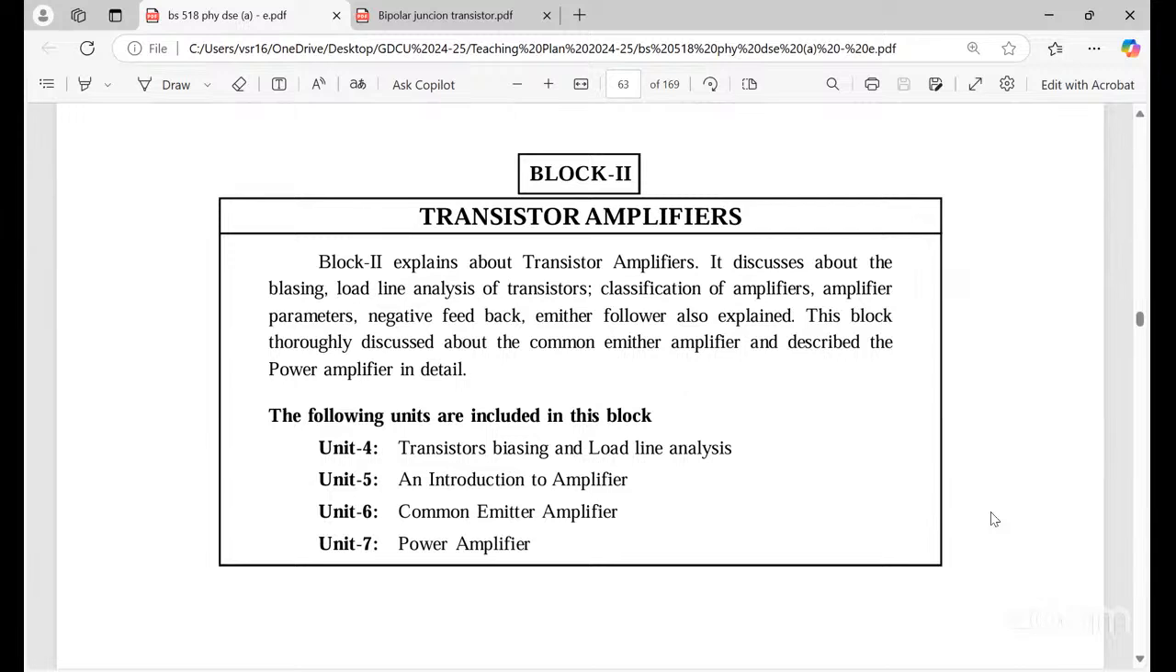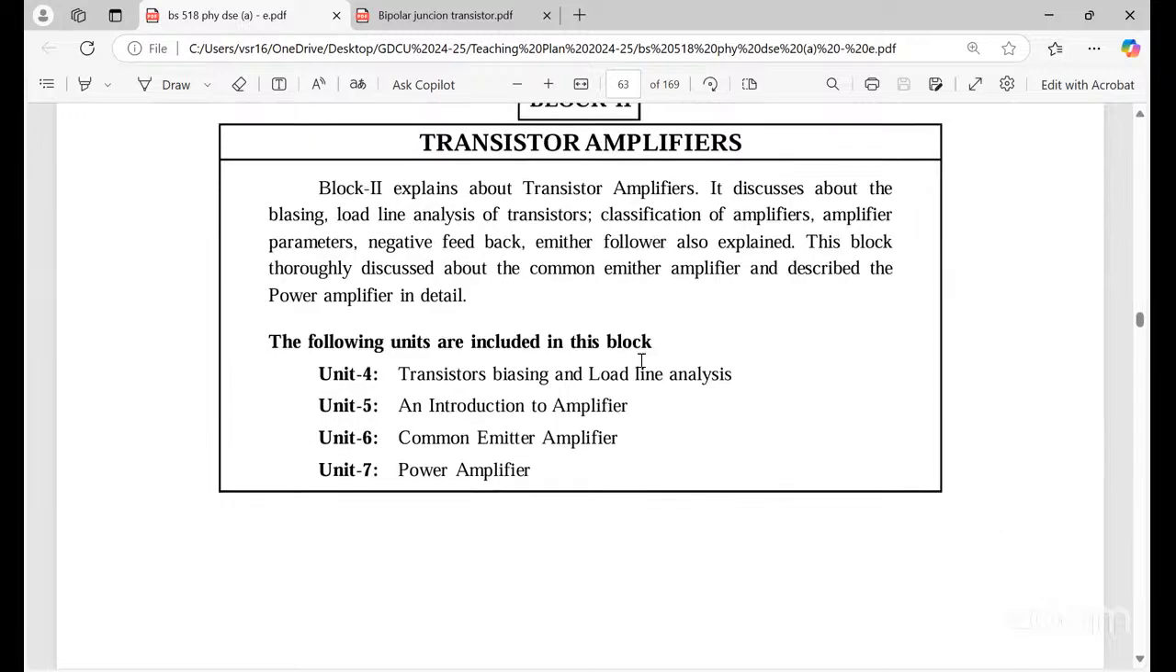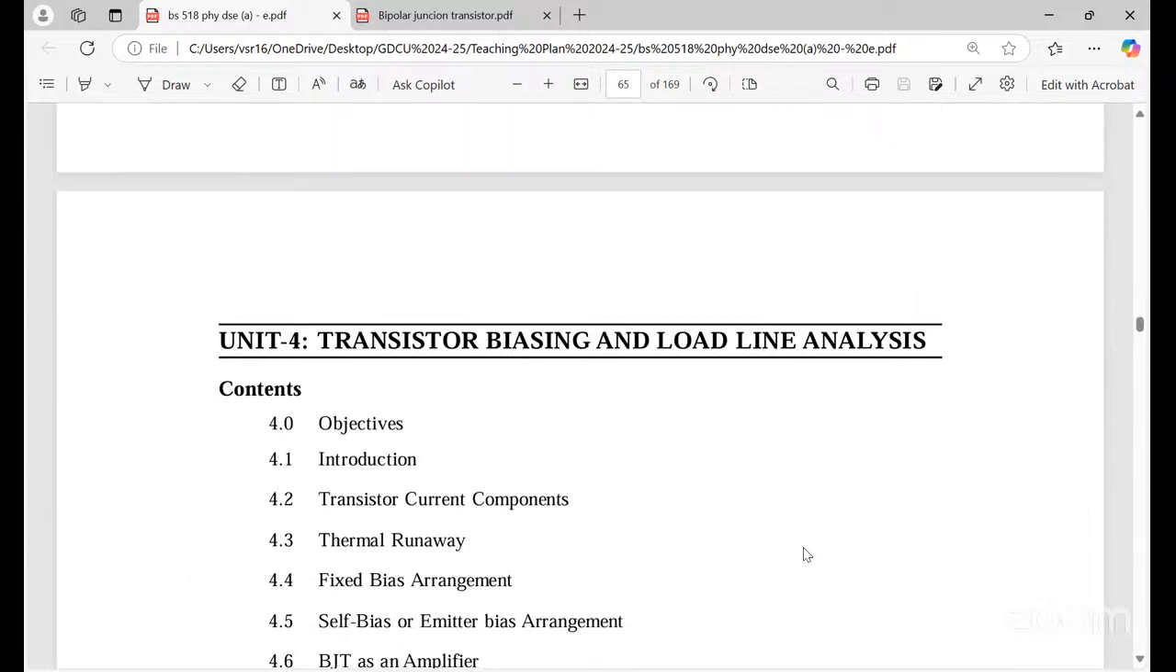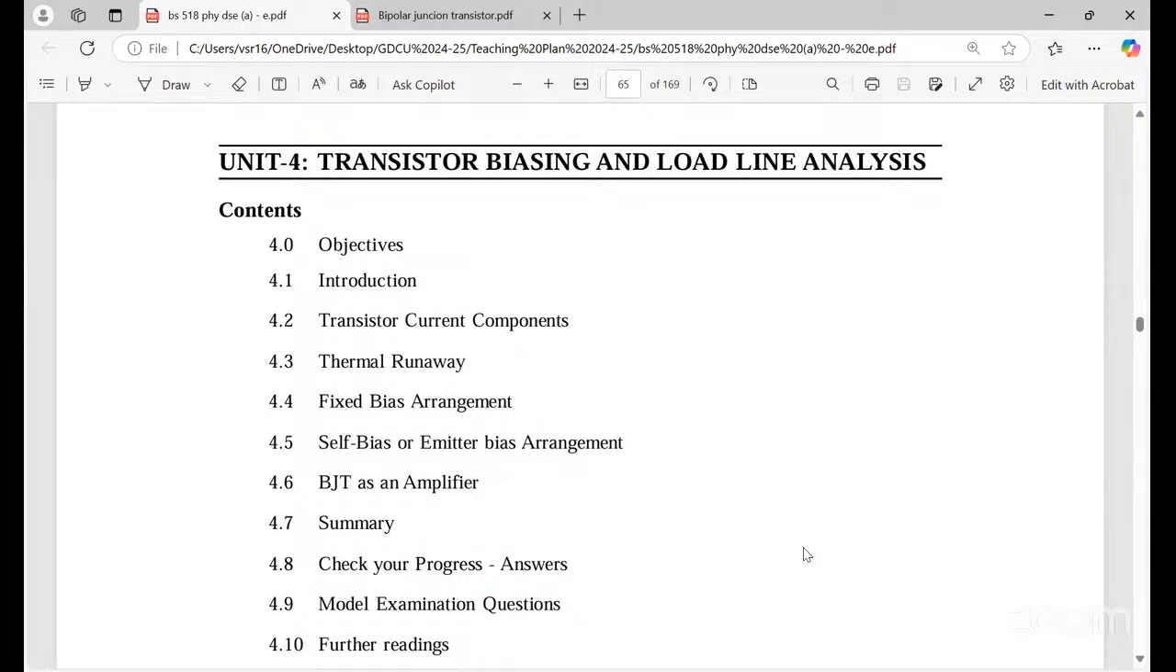So by tomorrow's class, we will discuss transistor amplifiers. In this transistor amplifiers topic, 4 units are there. One is transistor biasing and load line analysis. Another is the introduction to the amplifier, the common emitter amplifier, and also power amplifiers. Okay, completely amplifiers.